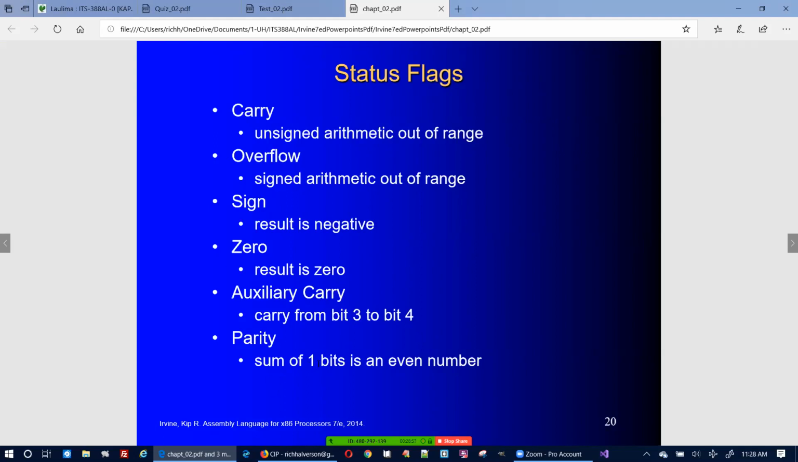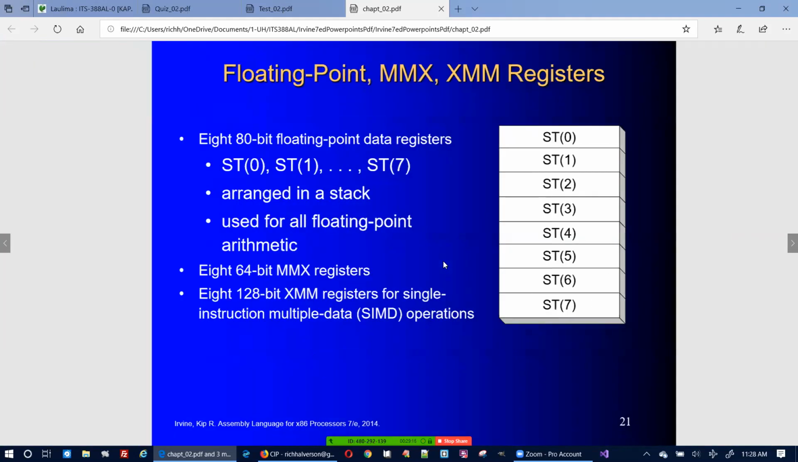And parity just says how many. It says whether or not the sum of the 1 bits in a byte is an even number, and that's useful if you want to detect if there's errors by hardware errors or transmission errors.